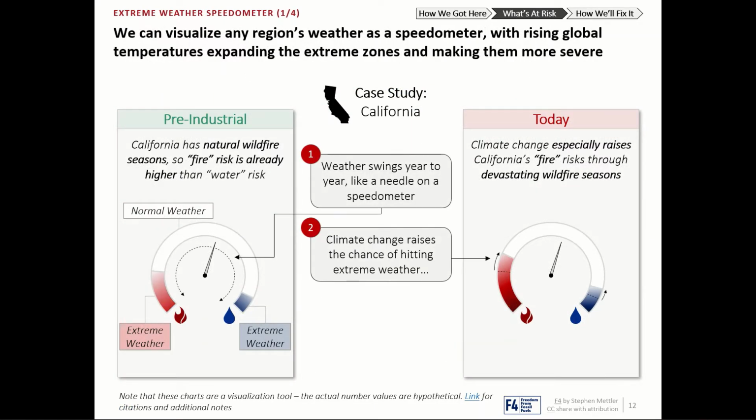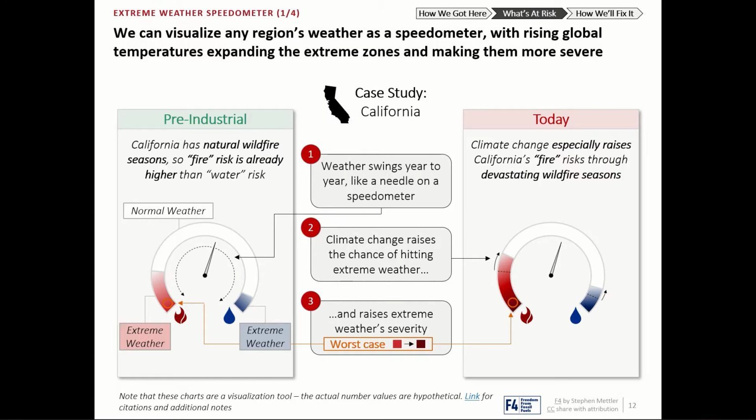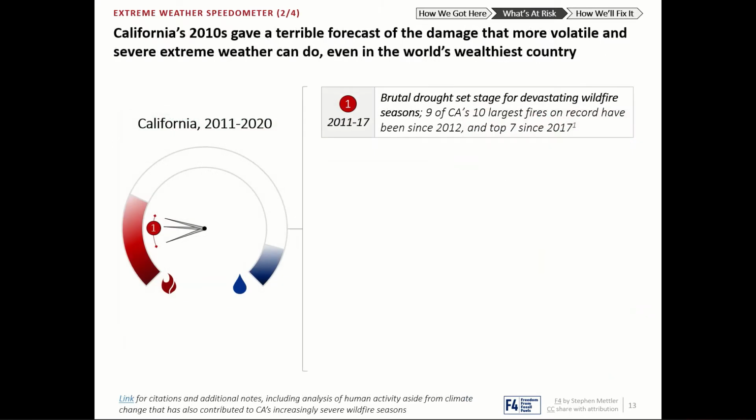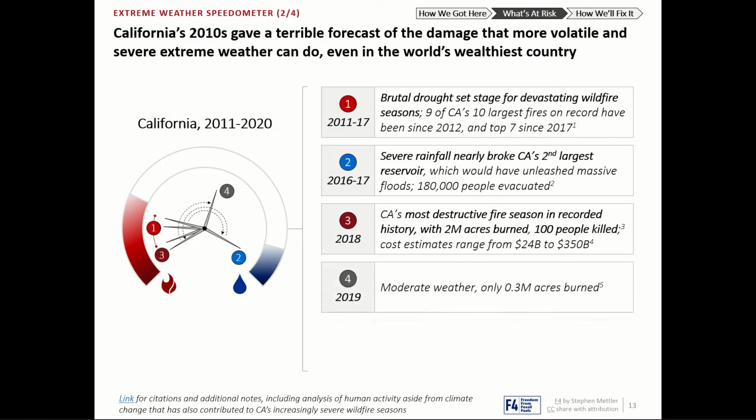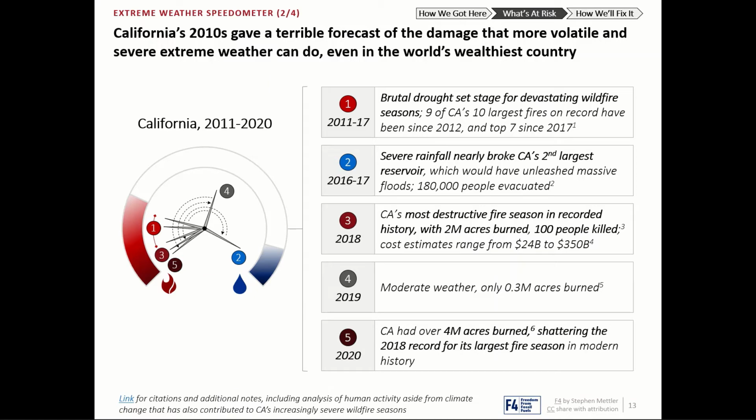I compare weather to a speedometer, where it swings back and forth, and even in an age of climate change, any given year, it can still be normal. The problem is that the extreme zones are getting wider and wider, and when you get into those extreme zones, they're getting more and more severe. And the 2010s in California are a terrifying case study in how this plays out. Just consistent shattering of records for wildfire severity over the decade, and only getting worse from here.